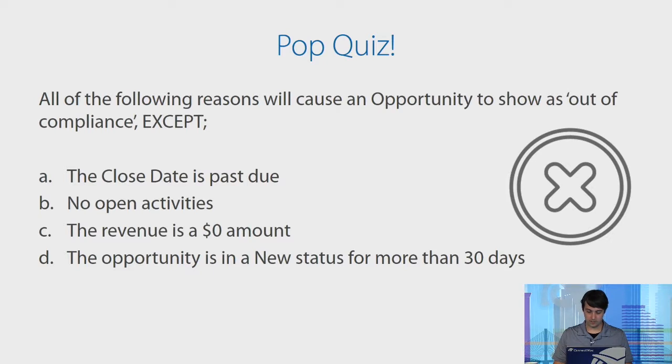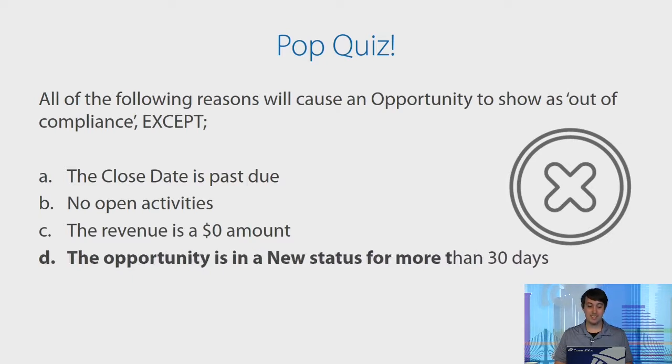All right, looks like that was everyone. And the answer is going to be D, it's in a new status for more than 30 days. While I'd say that's a problem, that's not going to flag something as out of compliance. So those three top ones: needs an activity scheduled in the future, needs to have a close date in the future if it's still open, and it needs to be worth at least $1.